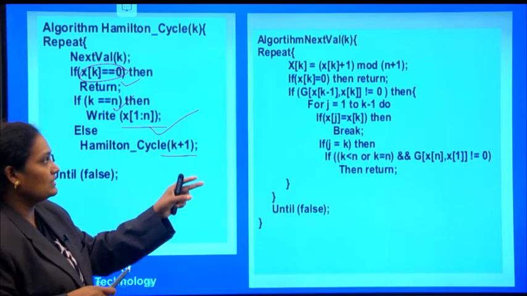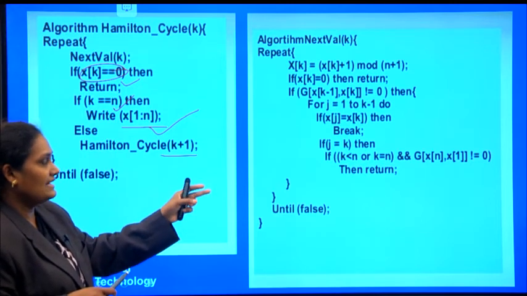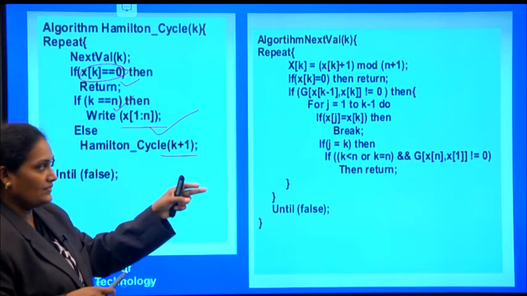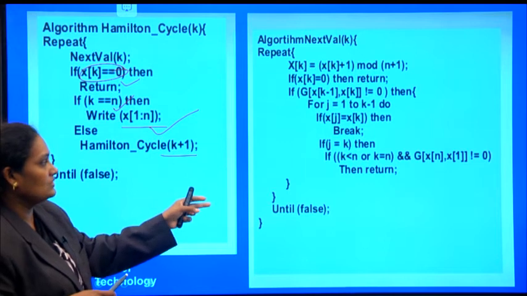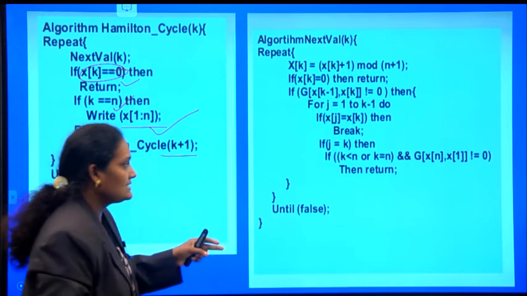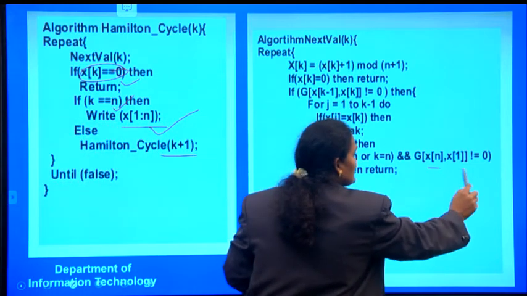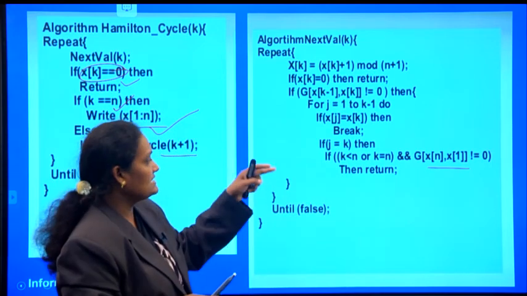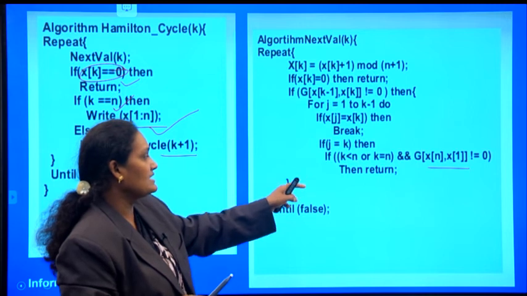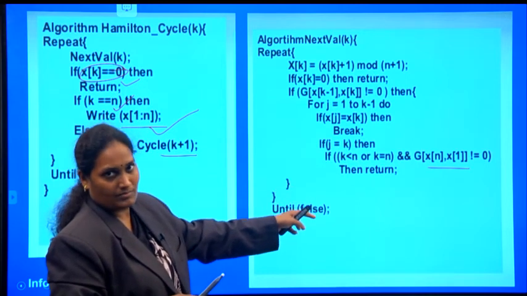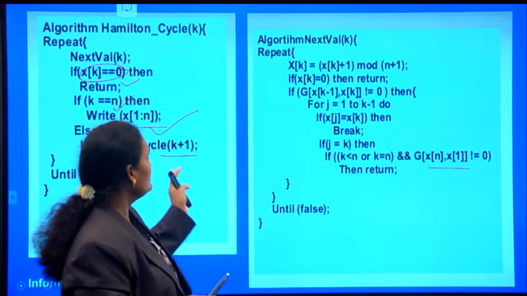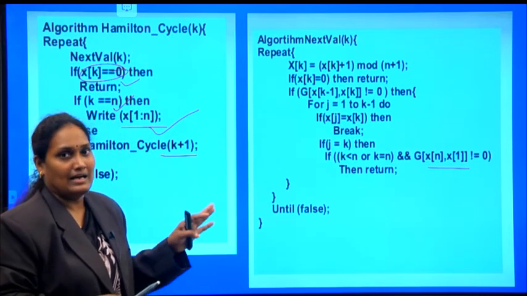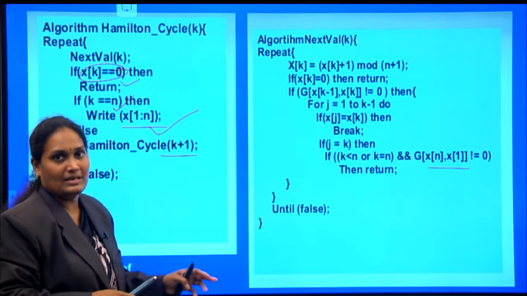If j is equal to k, then if k is less than n, or k is equal to n and g of xn comma x1 is not equal to 0, then we return. That is, not equal to 0 means there is an edge from the starting vertex to the ending vertex. If there is an edge from the starting vertex to the ending vertex, then we return the process. So, this gives the entire Hamiltonian cycle algorithm developed based on backtracking.